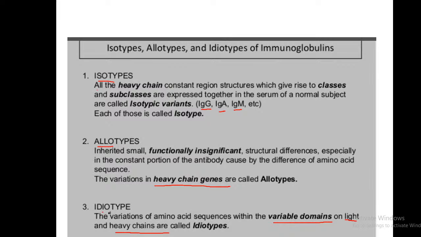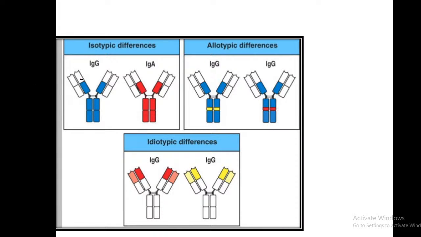That's idiotype, meaning the variation or the change is at the variable domain of the light and heavy chain, and that's known as idiotype. I'll show you the picture. Isotypic difference. Isotype, hope you remember. Isotype means the different types of immunoglobulins in the body itself. IgG, IgA, IgE, etc. You can see the difference. There's a total difference between 2 immunoglobulins based on its determinants.